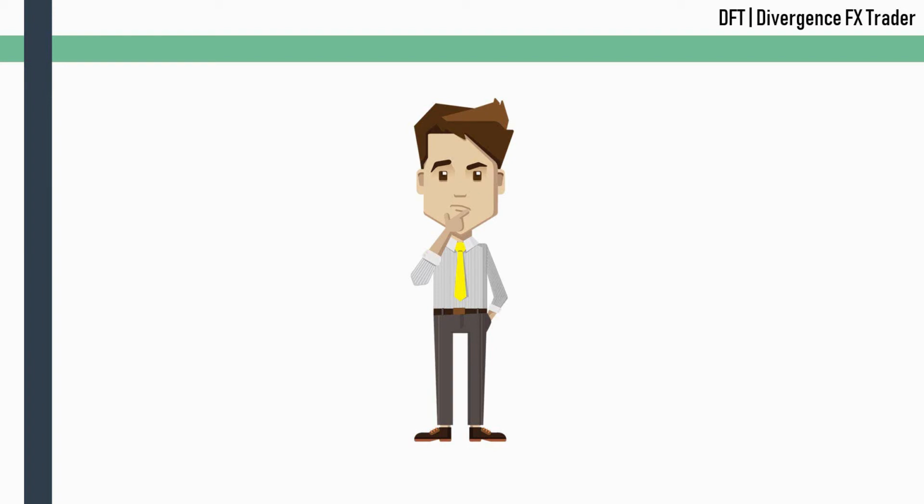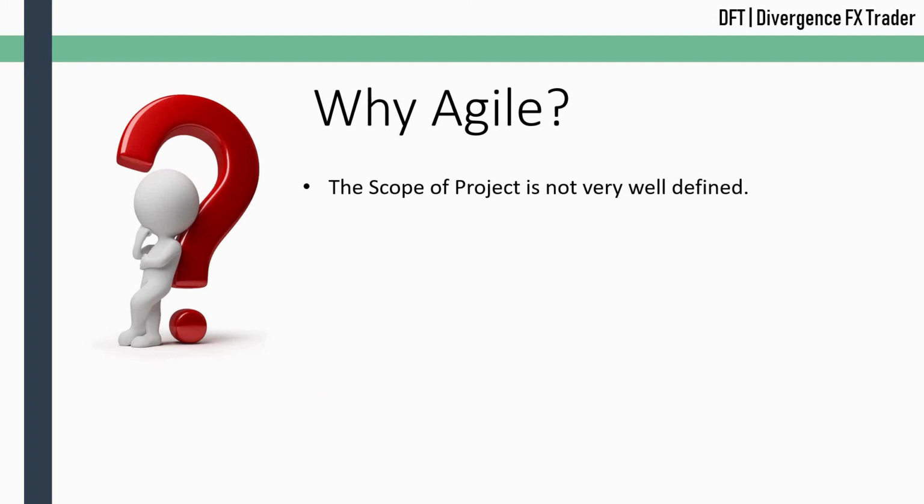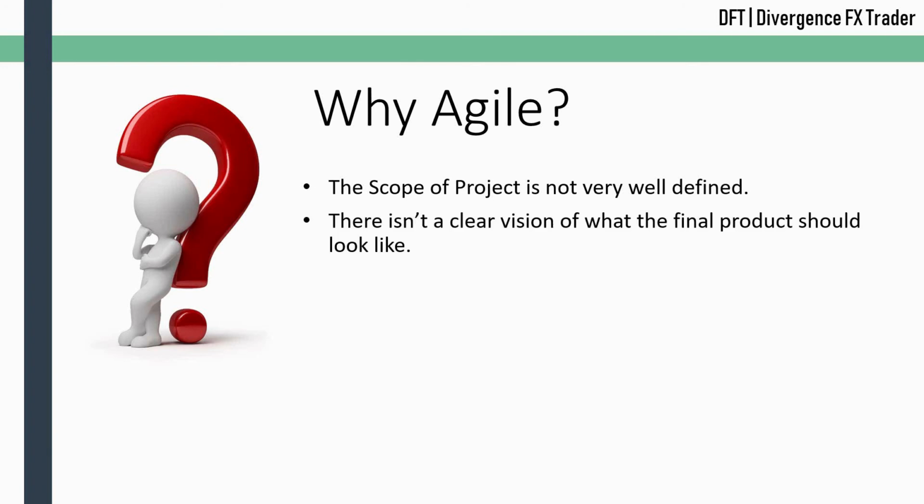Okay, so we know Waterfall methodology and Agile methodology. Which one do you think is going to be better to use for our project of creating profitable EA software? I think you already know. It's the Agile methodology. Why Agile? The first reason is that the scope of our project is not very well defined. What do I mean by that? We do not know if we're going to spend 1 hour, 1 week, 1 month or 1 year on creating our EA software. The next reason is that we do not have a clear vision of what the final product will look like, in that case our EA software. We do not have strategy rules or money management rules.